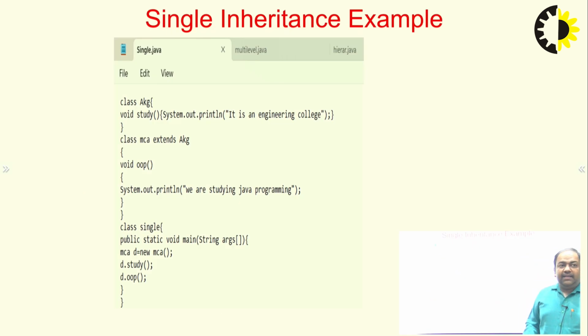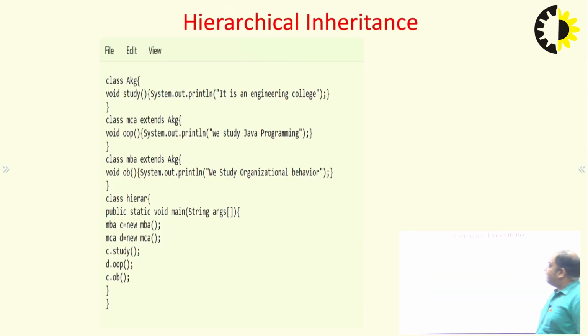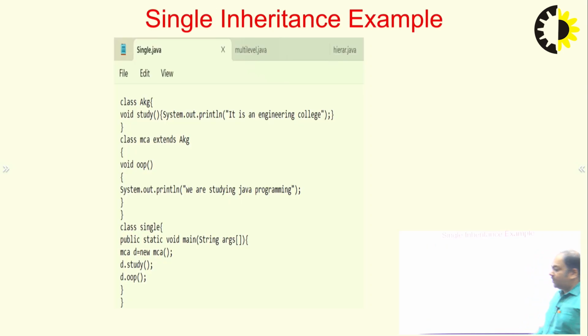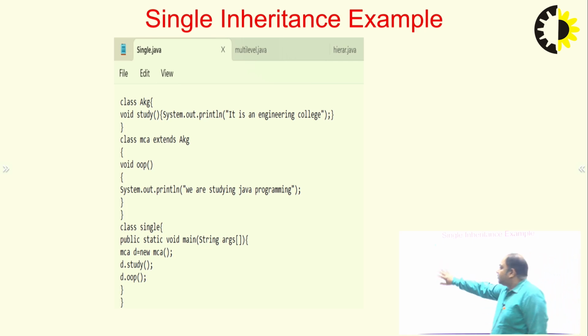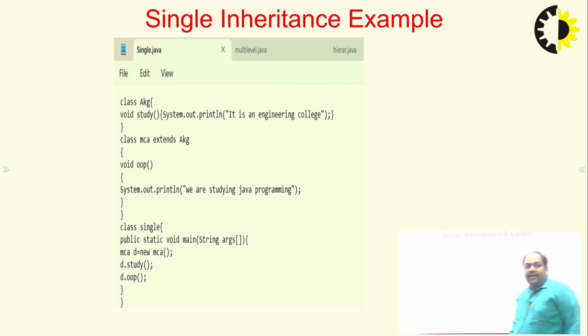Now I will explain the example or the code of how we use this concept of single, multi-level and hierarchical inheritance using a program code. First I will explain single inheritance. In single inheritance, we create one parent class, which is AKG, and in AKG we have one method which is study. In study, we are saying that AKG is an engineering college.